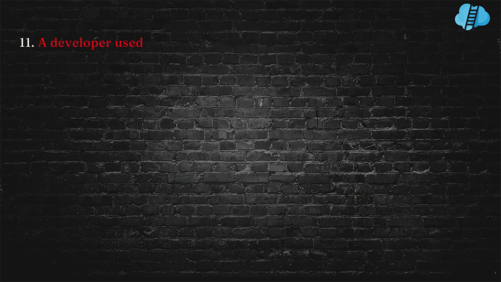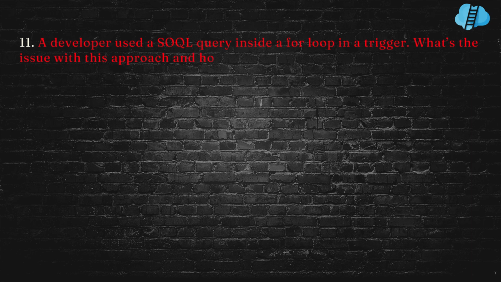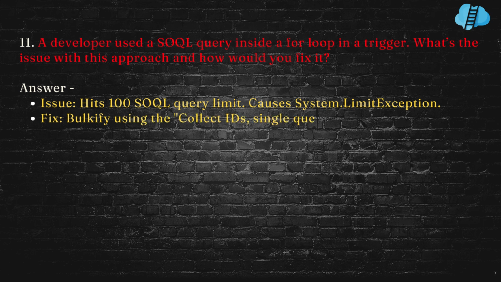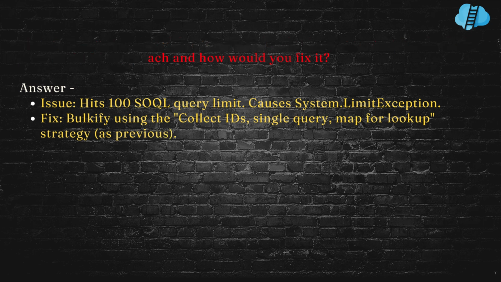11. A developer used a SOQL query inside a for loop in a trigger. What's the issue with this approach and how would you fix it? Answer. Issue: hits the 100 SOQL query limit. Causes a system limit exception. Fix: bulkify using the collect IDs, single query, map for lookup strategy as previous.